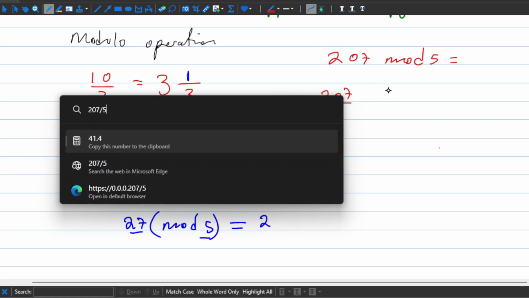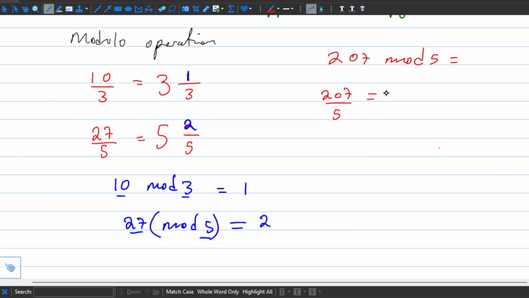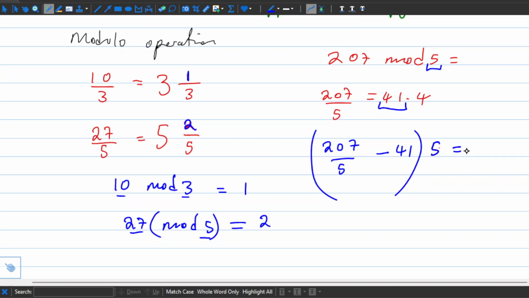You don't have to write this, but I'm just writing it for the sake of you knowing. So you have 41.4. Now what you're going to do is take note of the number before the decimal. In our case, that is 41. So you say 207 divided by 5 gives us this number, but we're subtracting from it the 41. Then we multiply everything by 5, and this will give us the remainder that we're looking for here.